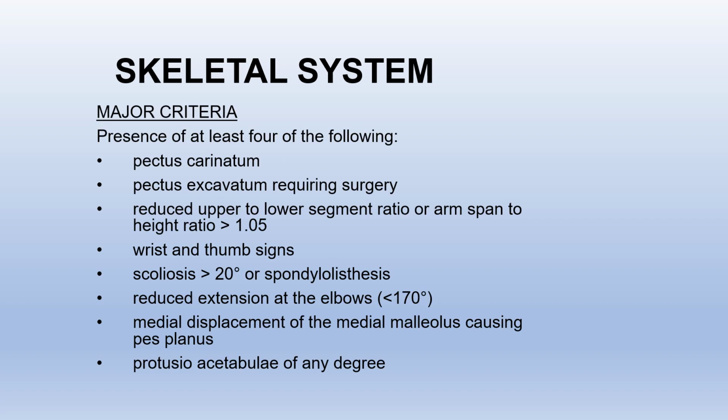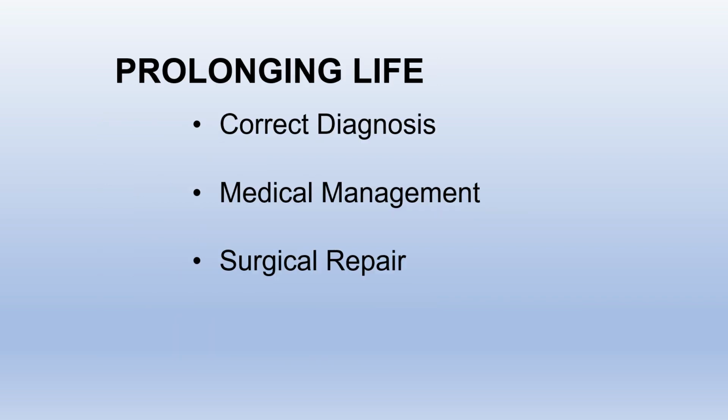Ocular system: ectopia lentis. Skeletal survey may show the presence of at least 4 of the following: pectus carinatum, pectus excavatum, reduced upper to lower segment ratio or arm span, wrist and thumb signs, scoliosis, 20% spondylolisthesis, reduced extension of elbows less than 170 degrees, medial displacement of the medial malleolus causing pes planus, and protrusio acetabulae of any degree.